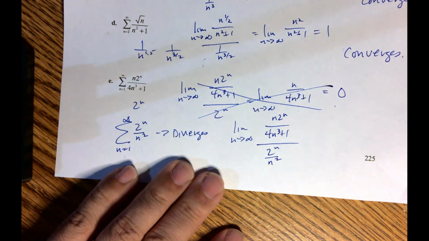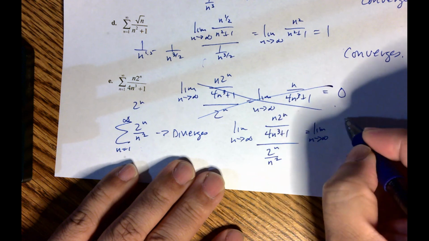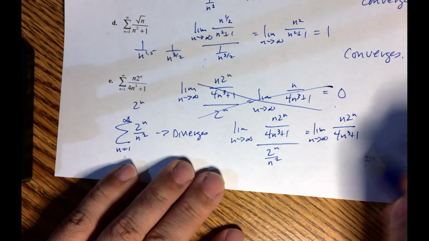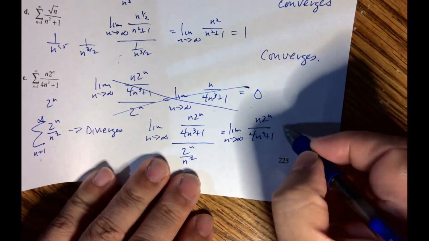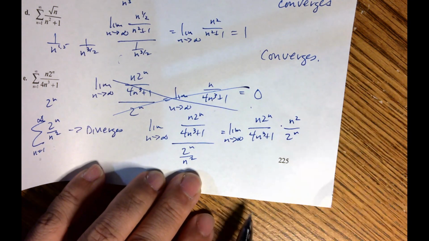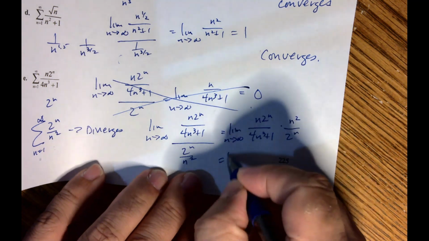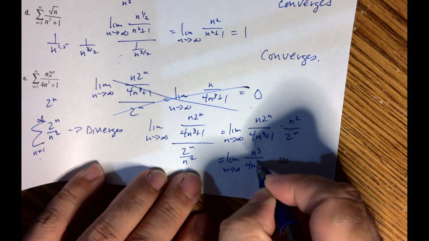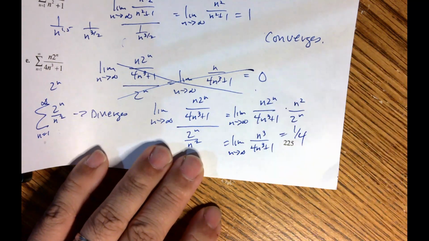All right? So when we deal with that, it's limit as n goes to infinity of n 2 to the n over 4n cubed plus 1. I'm going to do a little more showing my work here. So that's going to be times n squared over 2 to the n. So the 2 to the n is going to cancel. So I'm going to have n cubed over 4n cubed plus 1. Okay, that limit is 1/4.